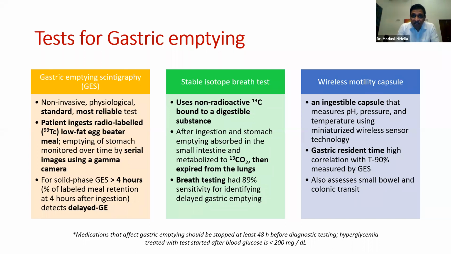I must say that when we are sending these patients for these tests, the medications that can affect the gastric emptying should be stopped for 48 hours before this testing. And diabetic patients should have the hyperglycemia controlled, because hyperglycemia itself can reduce the gastric emptying. So if we want to get an accurate measurement, the blood sugars should be controlled first, and then the patient should be sent for testing.